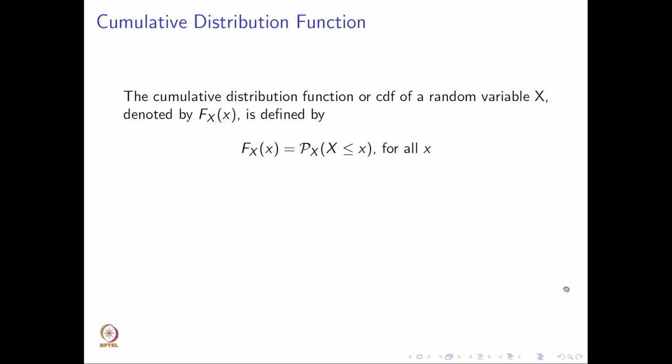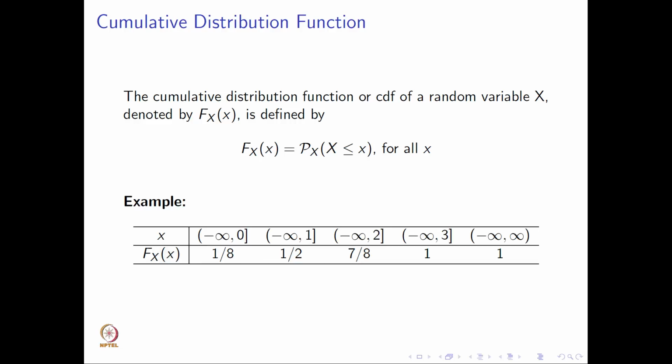The cumulative distribution function, or CDF, of a random variable x, denoted by F_X(x), is defined by F_X(x) equals the probability of the random variable taking on a value less than or equal to x, for all values of x. For example, going back to the previous random variable which counts the number of heads observed in 3 tosses of a fair coin, the following table shows the intervals corresponding to the different values of the random variable x along with the corresponding values of the cumulative distribution function.